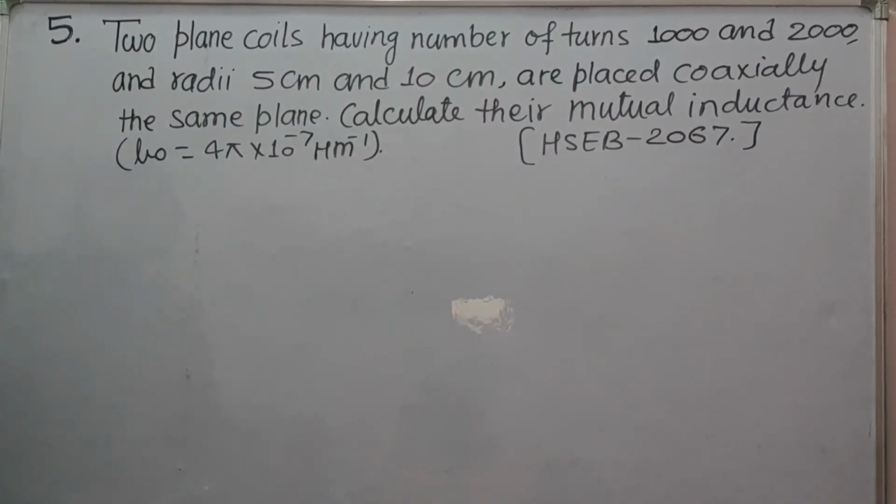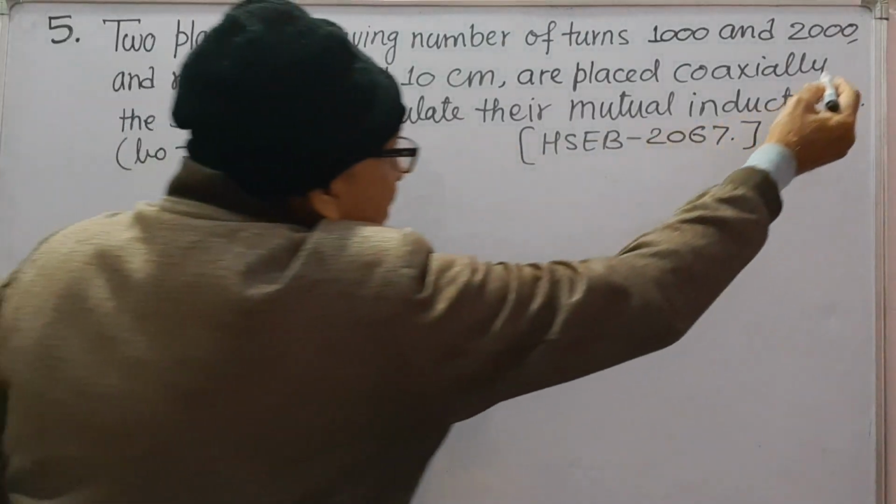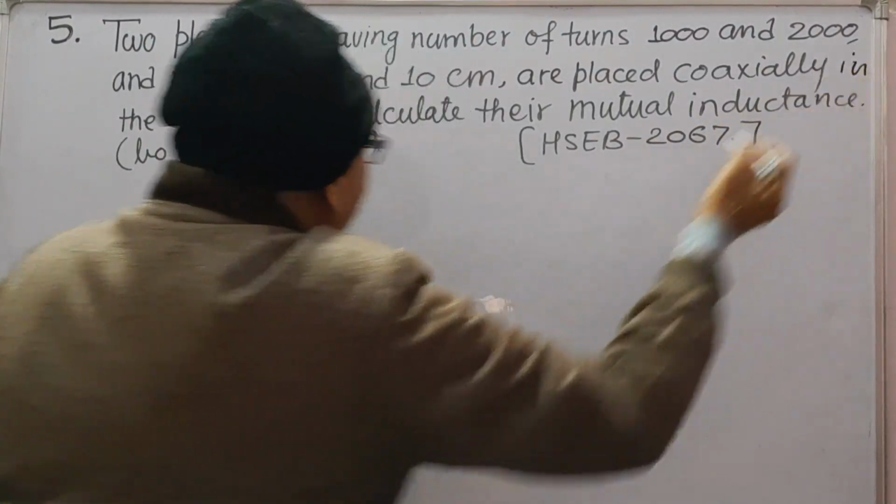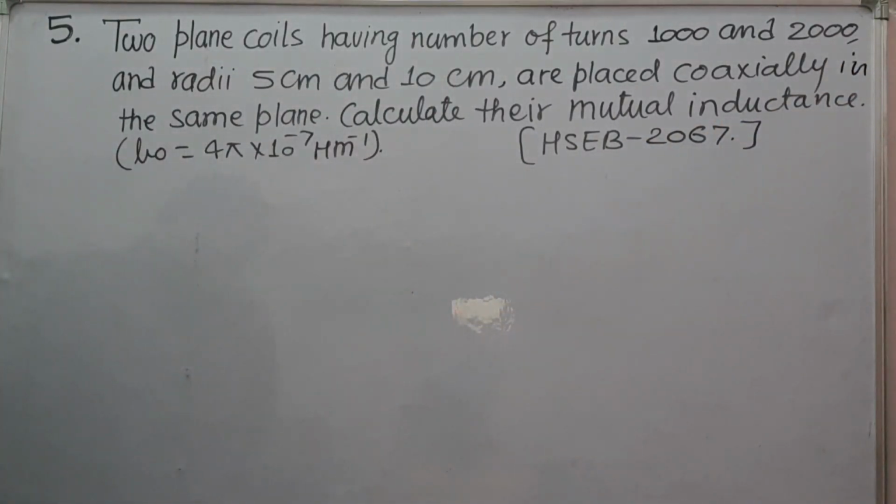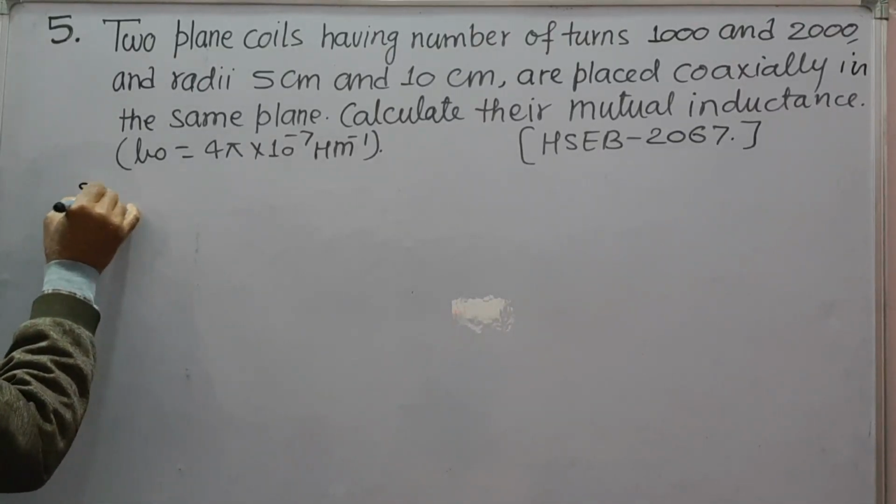Now, question number 5. Two plane coils having number of turns 1000 and 2000 and radii 5 cm and 10 cm respectively are placed coaxially in the same plane. Calculate their mutual inductance. Solution.